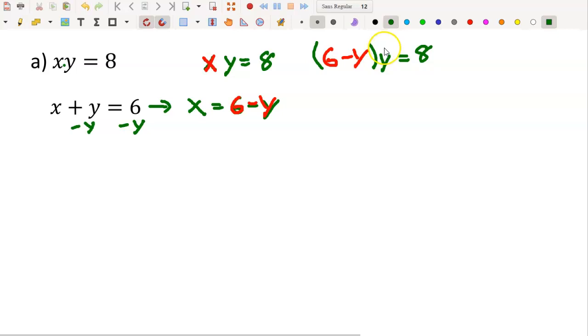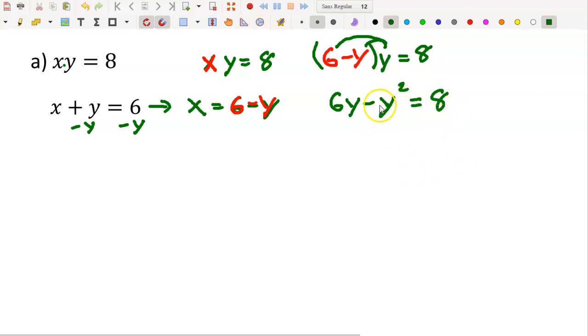Let's do some distributive property. So I have 6y minus y squared. It's now a quadratic equation, so the solving is different. It's not going to be just variables on the left, numbers on the right. It's quadratic, which means factoring, quadratic formula, all that good stuff. Box method, all those things.